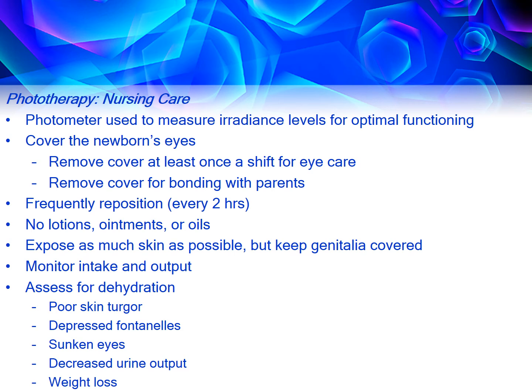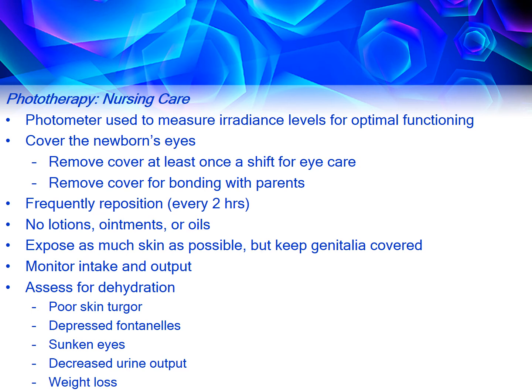We do need to frequently reposition our babies to prevent any kind of overheating or burning from the light. So approximately every 2 hours we'll turn them. No lotions, ointments, or oils. We don't want the skin to burn. We do want to expose as much skin as possible, keeping in mind to keep the genitalia covered though, because it is a sensitive area that, again, could burn. But the light works through the skin, so your baby shouldn't have anything on but the diaper.